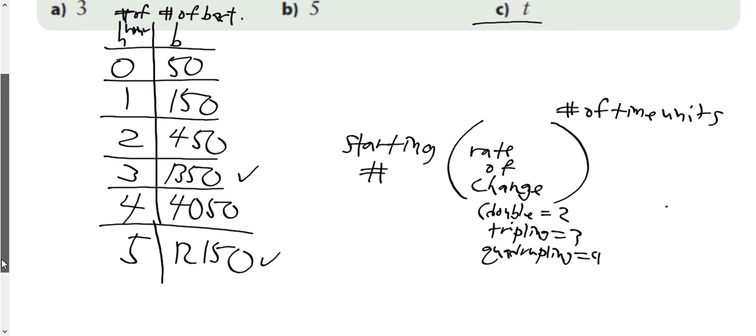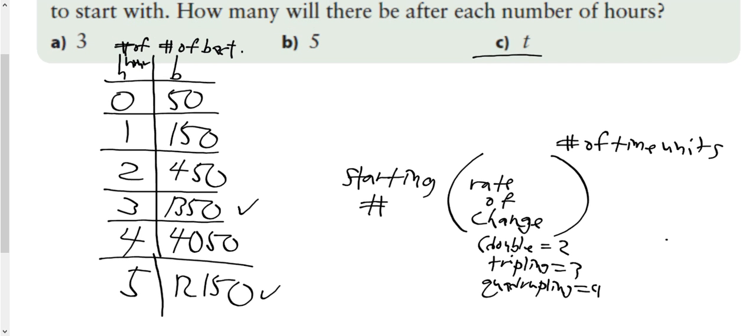So what does that mean? Let's start first by making it a variable-only formula. The starting number is represented by S, multiplied by the rate of change, which we'll call R, and in the top corner we'll call it t for the number of time units. So starting number is S, rate of change is R, number of time units is t. Okay, I'm going to erase this now.